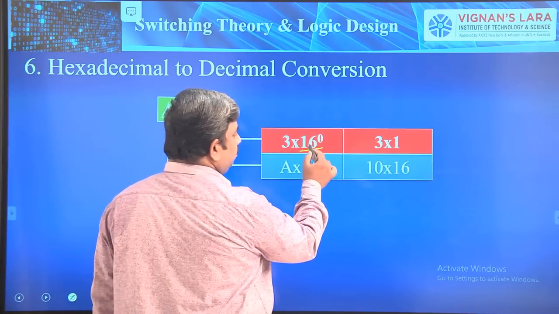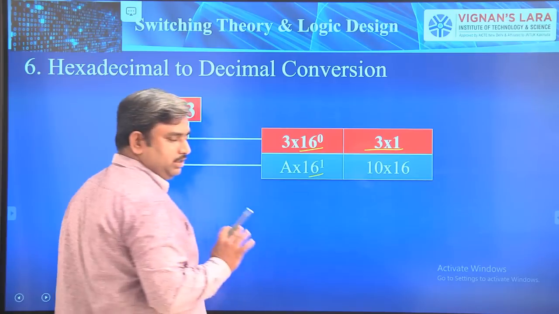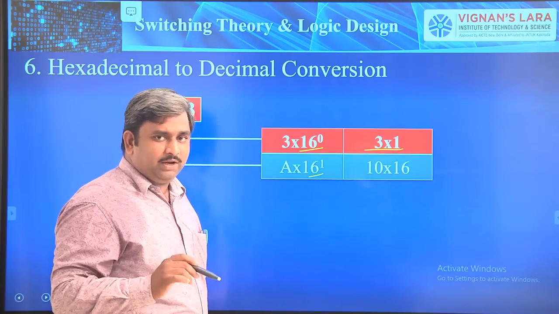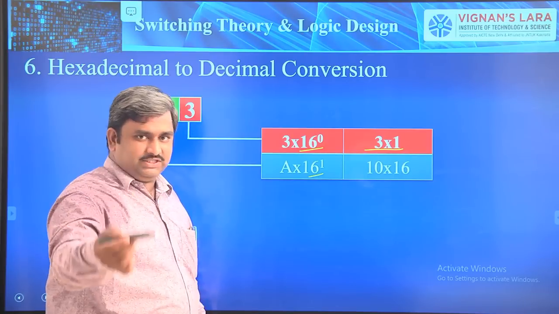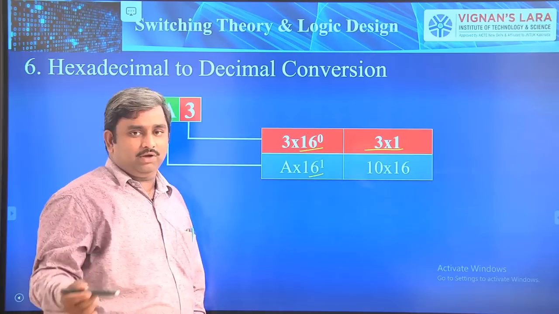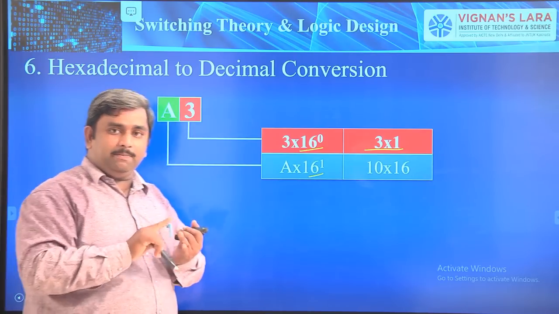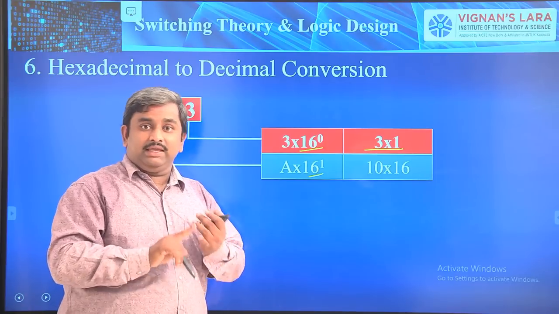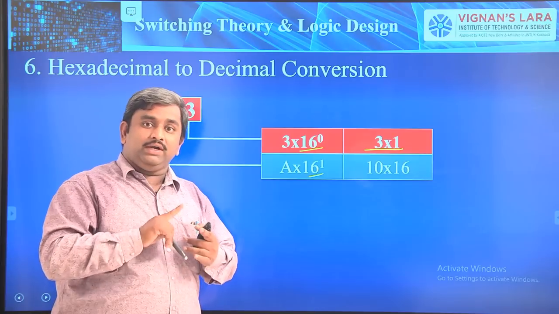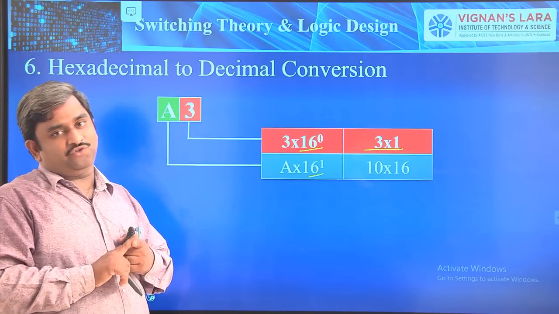So 3 into 16 power 0, the value of 16 power 0 is equal to 1. There is no problem. A: what is the A value in decimal? In hexadecimal, that is A. In decimal, the equivalent value is 10. Why? Because 0 to 9, after 9, in hexadecimal, we have A, B, C, D, E, F. A is equal to 10. B is equal to 11. C is equal to 12. D is equal to 13. E is equal to 14. F is equal to 15.